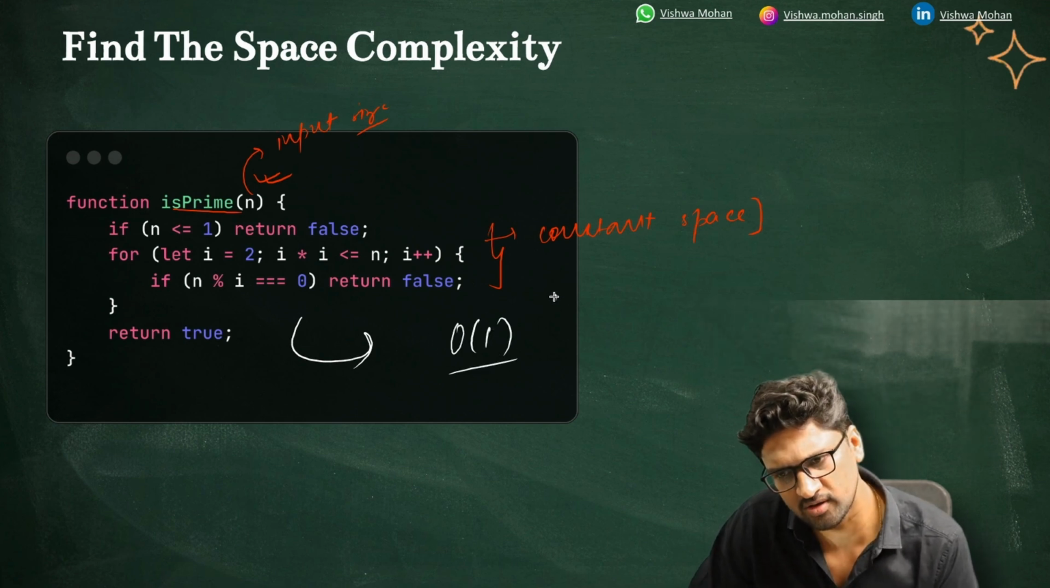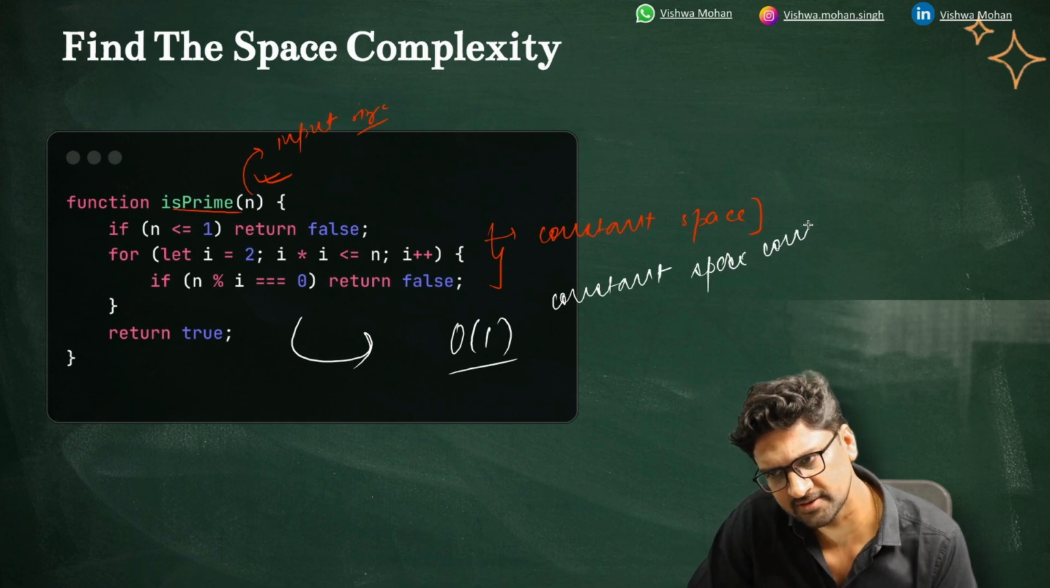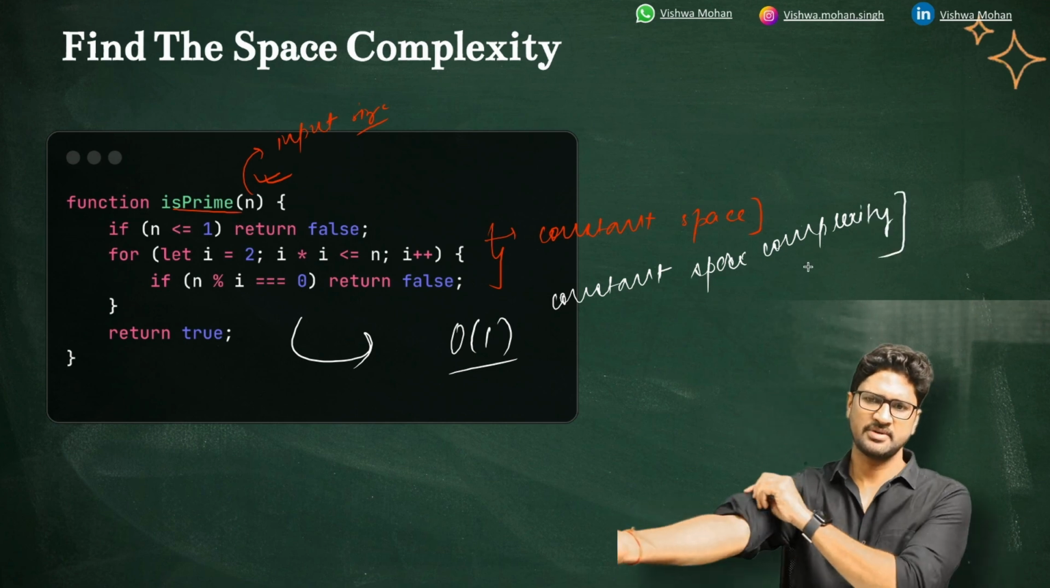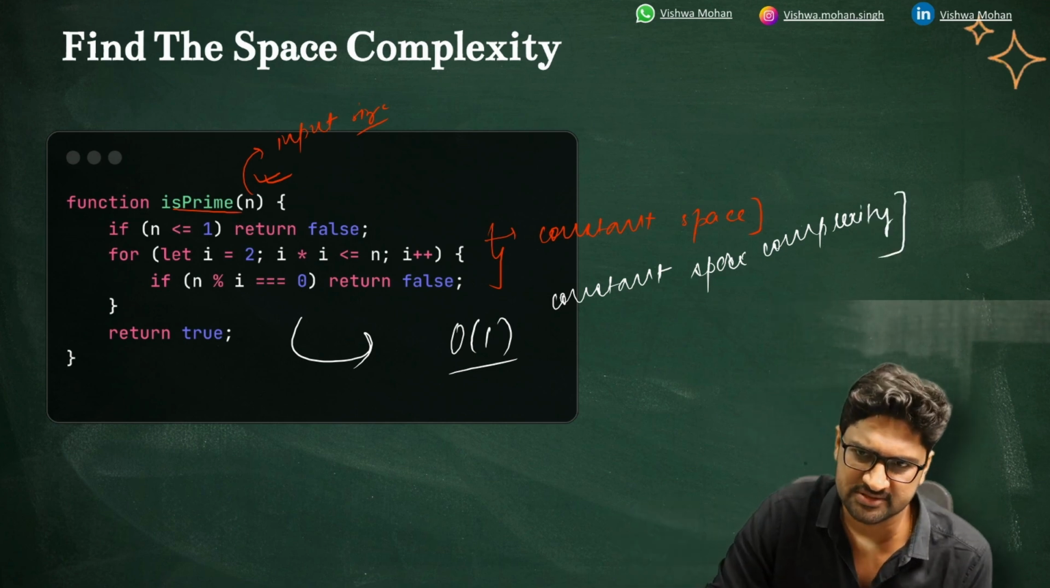This is the constant space complexity. In this case, I will be having a constant space complexity. Let's try to move on.